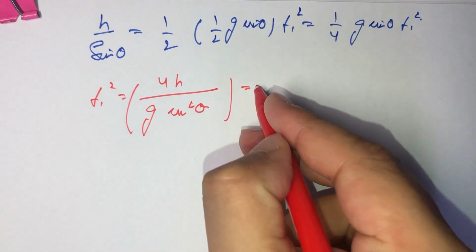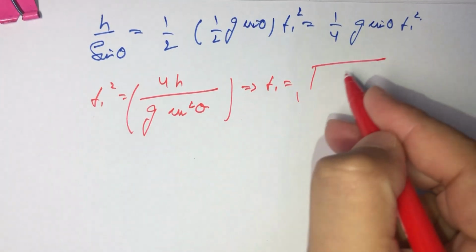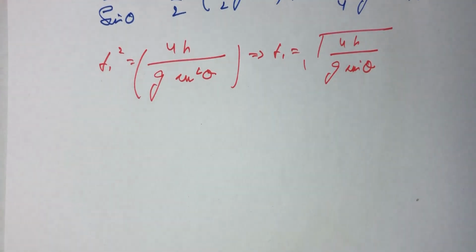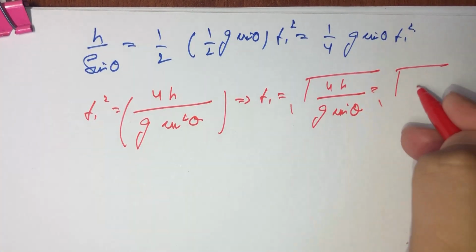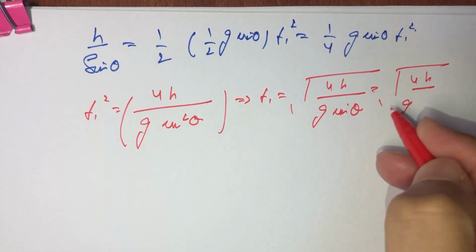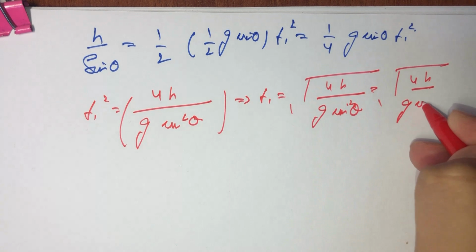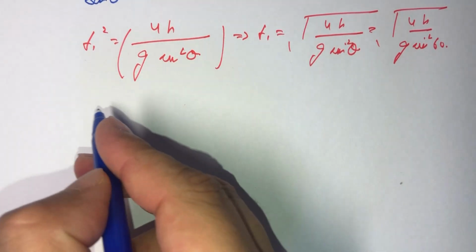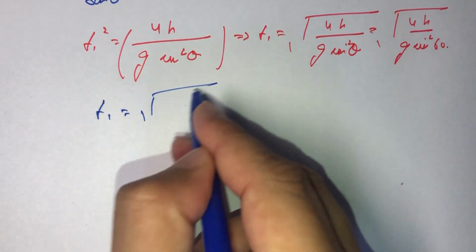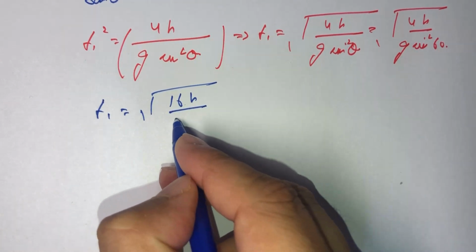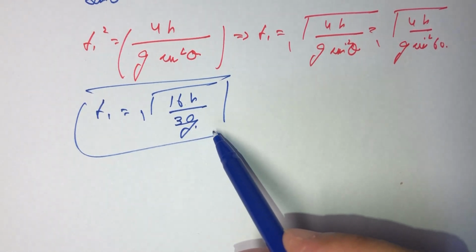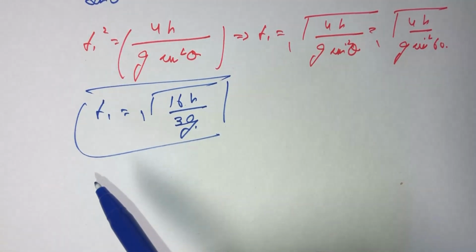So this gives us that T1 is equal to square root of 4h divided by g sine square of theta. Now substituting the value of theta, this will be equal to square root of 4h divided by g, sorry, it is square, and we get sine square 60. Therefore, T1 will be equal to square root of 16h divided by 3g. So this is the time taken by the disk to reach from the top to the ground.